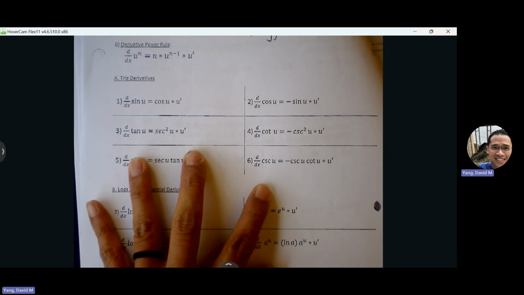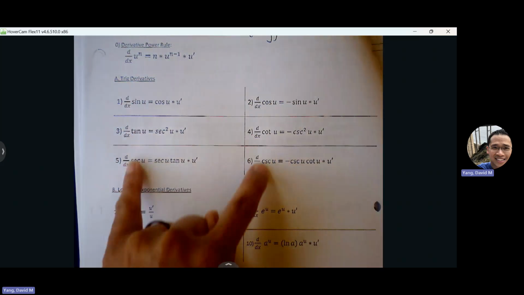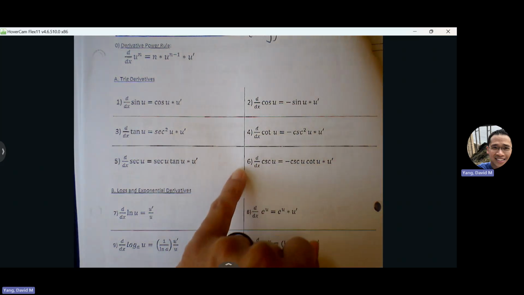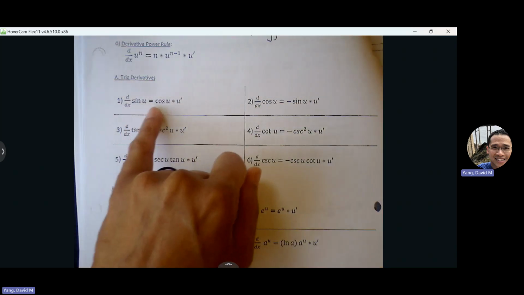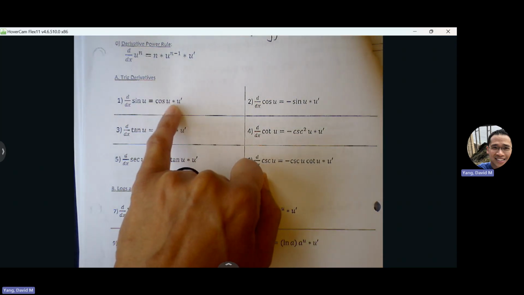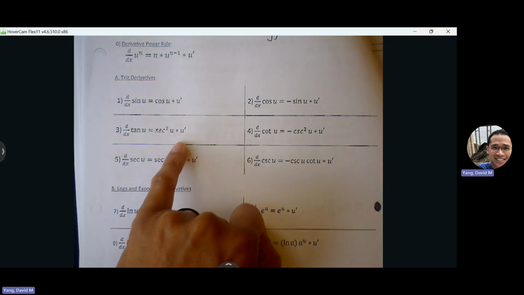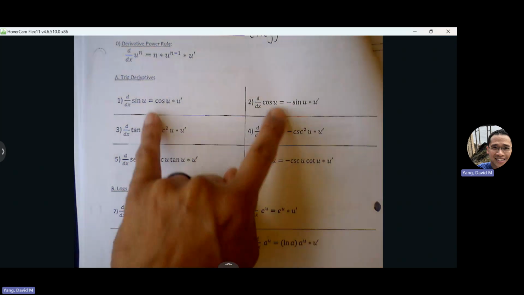With trig derivatives, we have the sine, tangent, secant, cosine, cotangent, cosecant lined up. Instead of just cosine of x, now we're doing u times u prime. So all of these are just u times u prime.